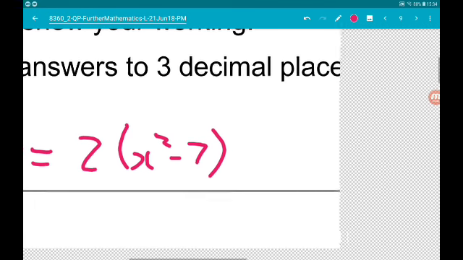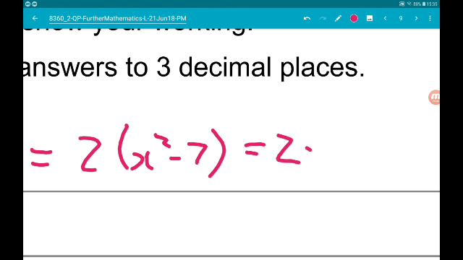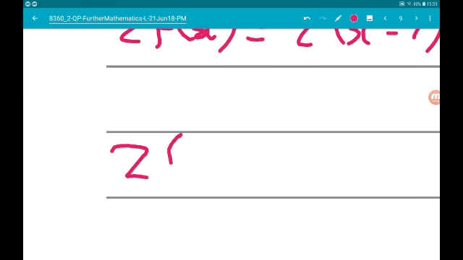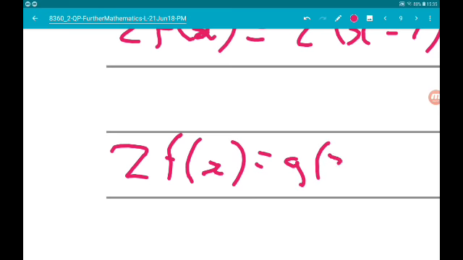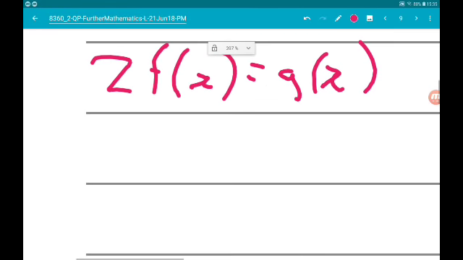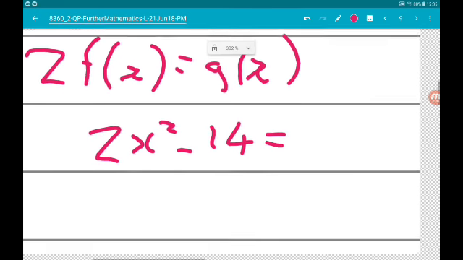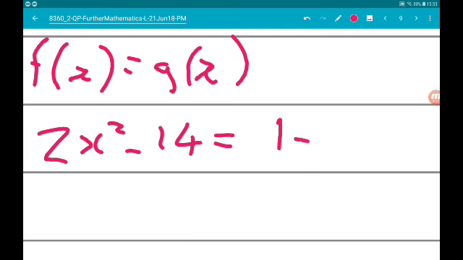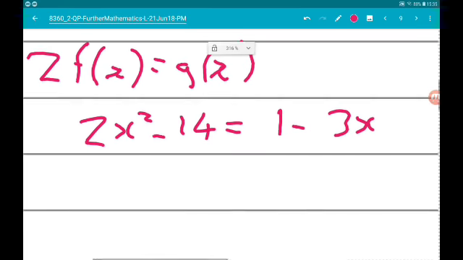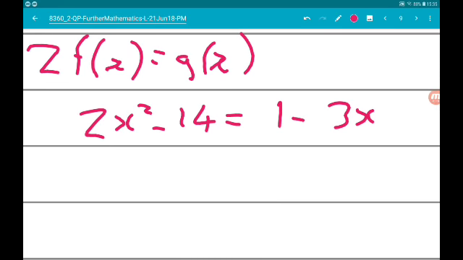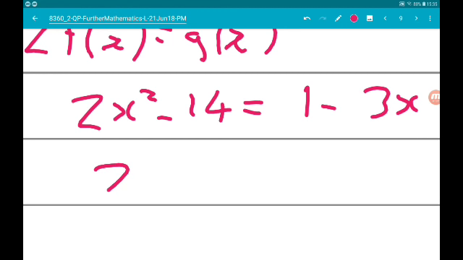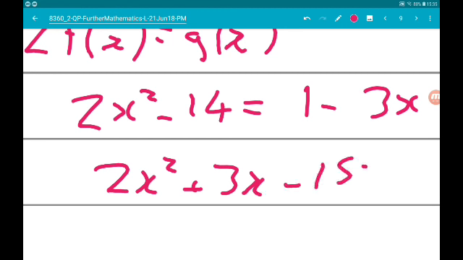So that's 2x squared minus 14. So 2f of x is equal to g of x means 2x squared minus 14 is equal to g of x, which is 1 minus 3x. Now, as this is a quadratic, we need to get everything on the same side with a 0 on the other. So, add the 3x, subtract the 1, we get 2x squared, add 3x minus 15 is equal to 0.